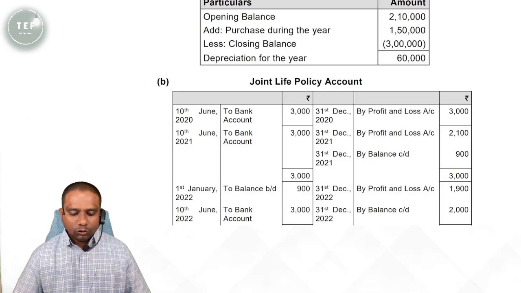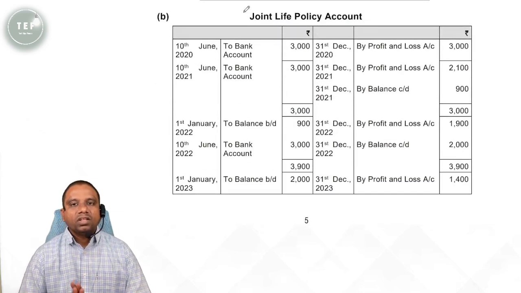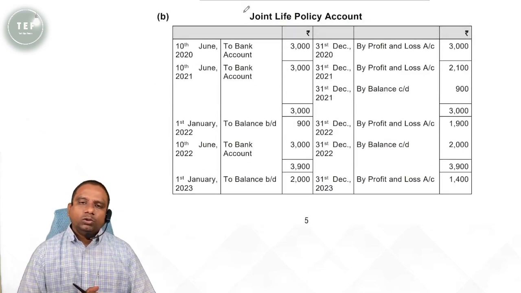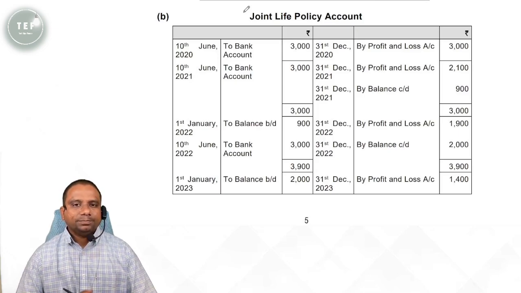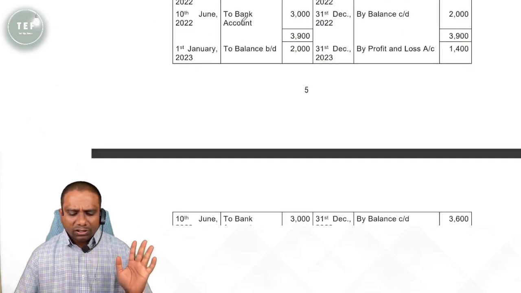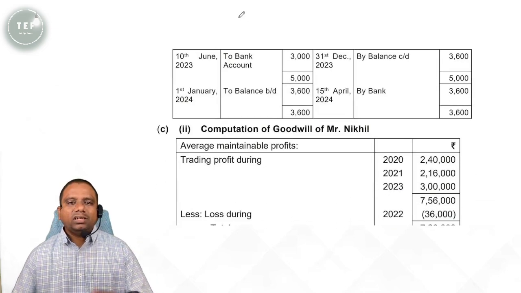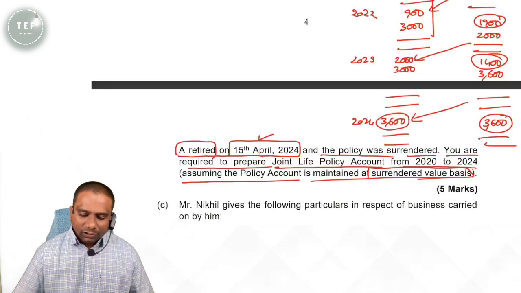Very simple, students. You can score easily 5 marks if you get this type of problem. Observe carefully. The only thing you have to do is prepare the joint life policy account. So here clerical work is more. Next one.